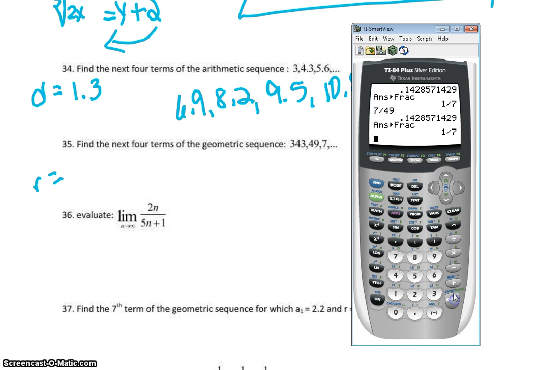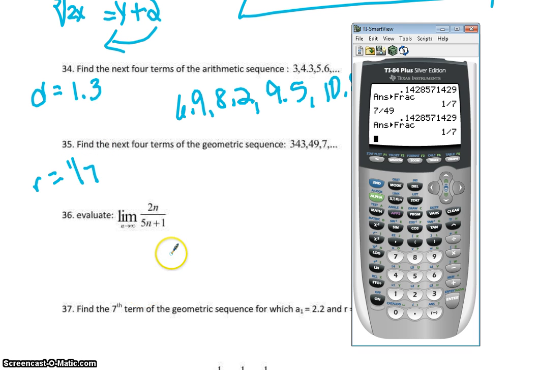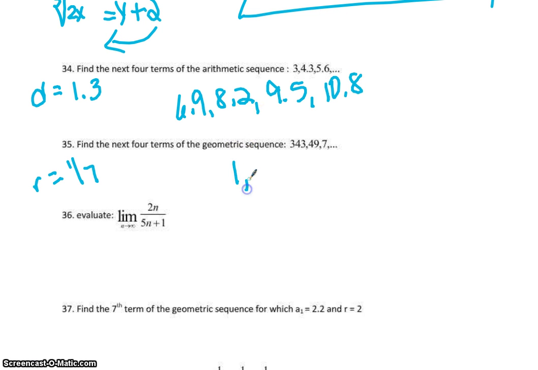If I do math, enter. So my ratio here is 1/7. So I'm multiplying by 1/7 every time. So we're going to start with 7 times, and you probably need to put parentheses, 1 divided by 7. And you get 1. So the next term is going to be 1. And then 1 times 1/7 is going to be 1/7. Then 1/7 times 1/7 is going to be 1 over 49. And then 1 over 49 times 1/7 is going to be 1 over 343. You could use your calculator to do that.